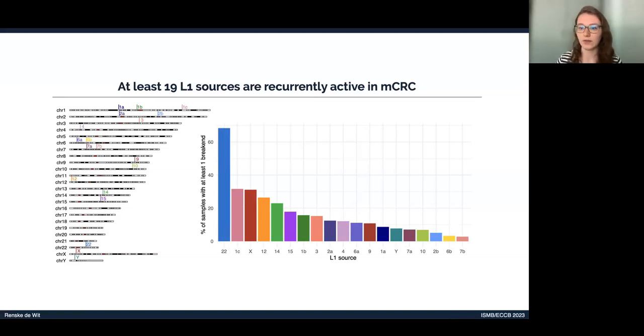19 recurrently active sources. One of those sources is active in almost 17% of our samples, whereas other sources are active in only a few samples. So there's also a variation in this respect. And we also see that individual sources differ in the number of retrotranspositions that they generate in a single sample.